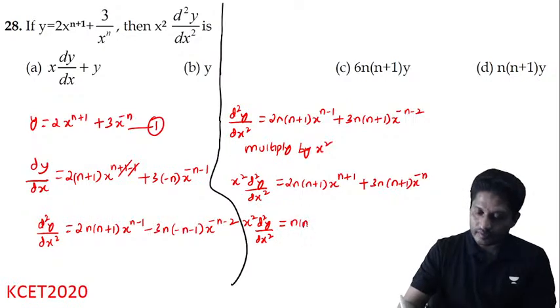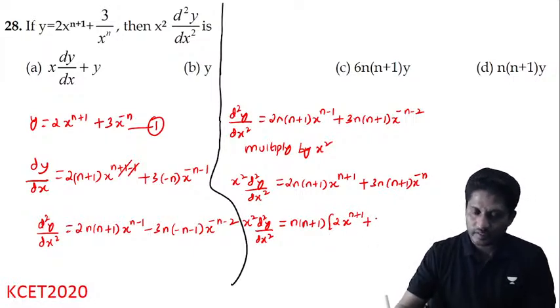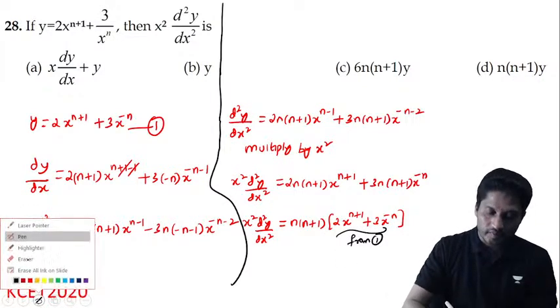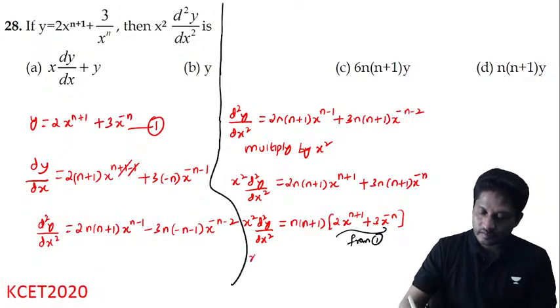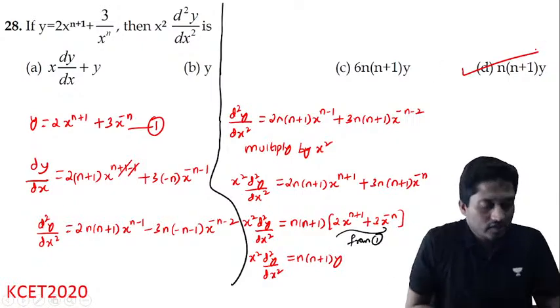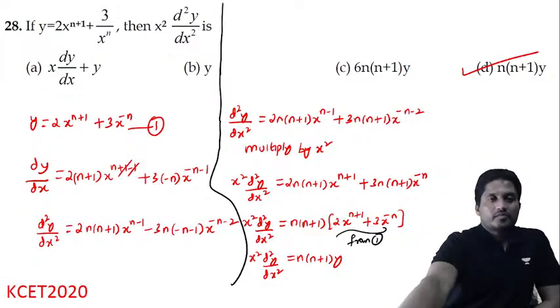Now x square into d square y upon dx square is equal to, I'm going to take n plus 1 common. Left out is 2 into x to the power of n plus 1 plus 3 into x to the power of minus n. This is from equation 1, that will be equal to y. So x square into d square y by dx square is equal to n into n plus 1 into y. Answer is option D. Good question, it's a question on successive differentiation. Let's move to the next question.